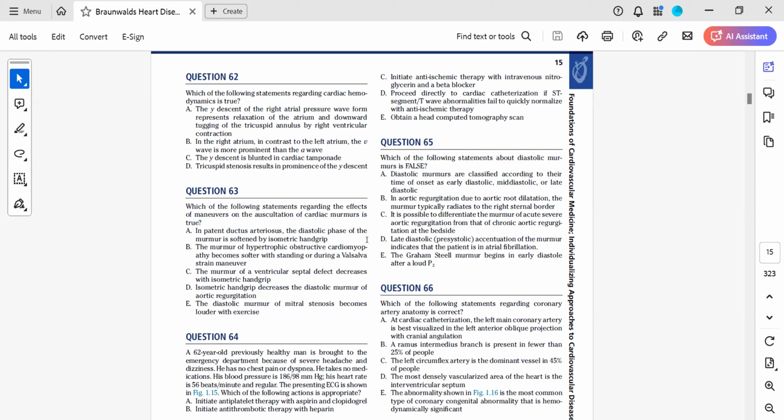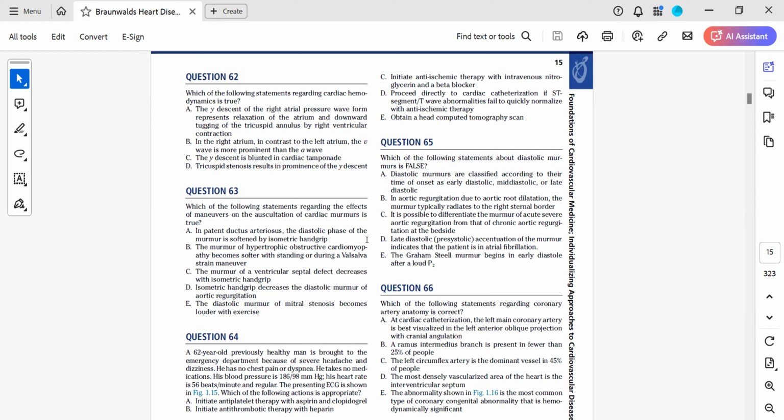D. Late diastolic, that is presystolic accentuation of the murmur, indicates that the patient is in atrial fibrillation. False. Because there is already a loss of atrial kick in atrial fibrillation. So I don't agree with this option D.